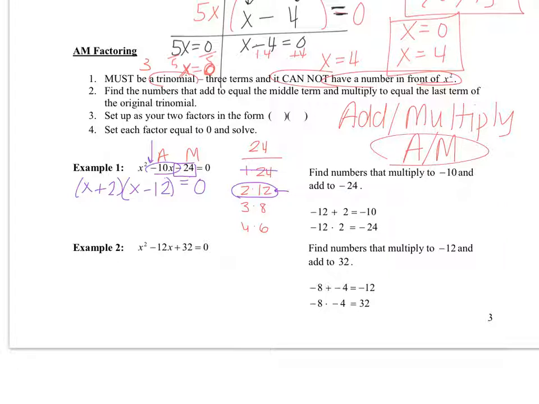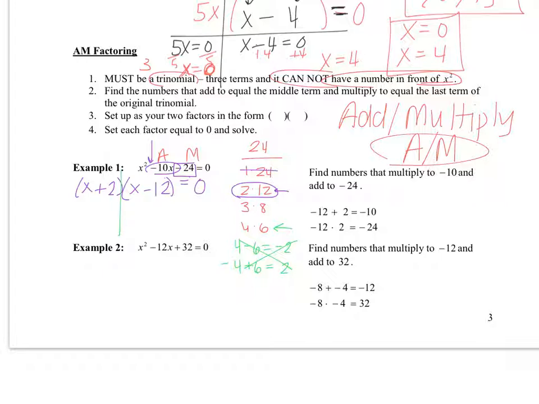Okay, so we just factored. Let me tell you why we cannot use the 6 and the 4. If I make one of them negative, I have 4 minus 6, that gives me negative 2. Or if I have negative 4 plus 6, that gives me positive 2. So neither of those give me the negative 10 that I need.